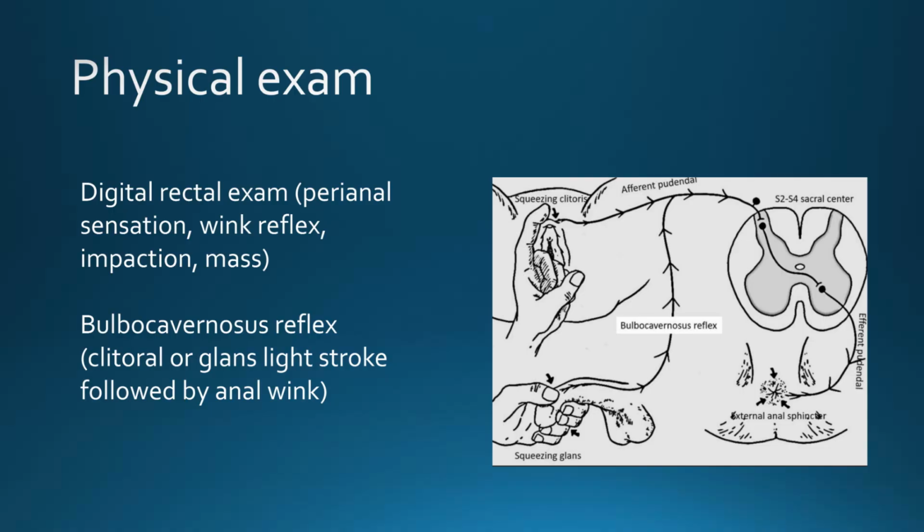Alternatively, you can look at the bulbocavernosus reflex. That's where you either touch the clitoris or the glans of the penis, and you'll see the anal sphincter also create a wink. There are 2 ways to elicit the response, and you can see in the picture here that there are 2 different pathways by which that occurs.